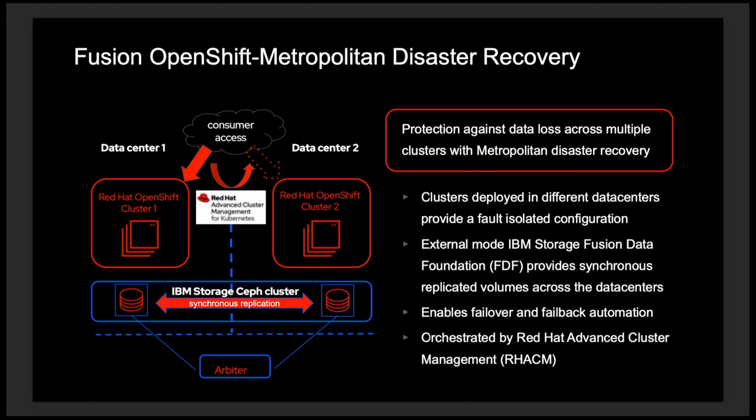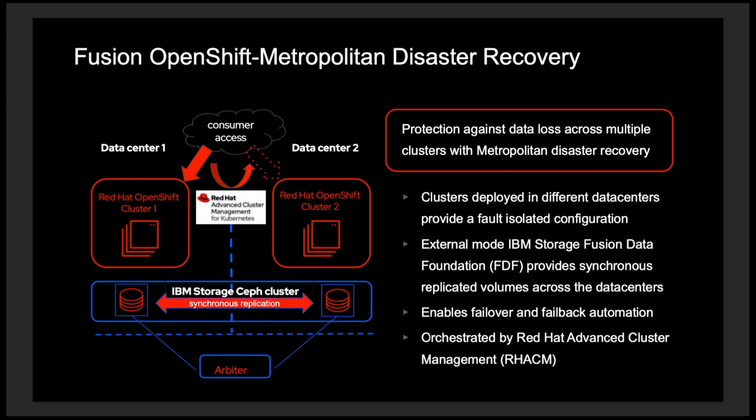We have two OpenShift clusters that are called the managed clusters. They're managed on a third OpenShift cluster that has Red Hat Advanced Cluster Management installed. And to start with, the application will be running on Data Center 1, and we're going to recover it after a disaster to Data Center 2.